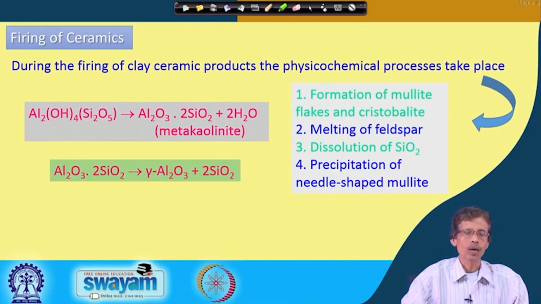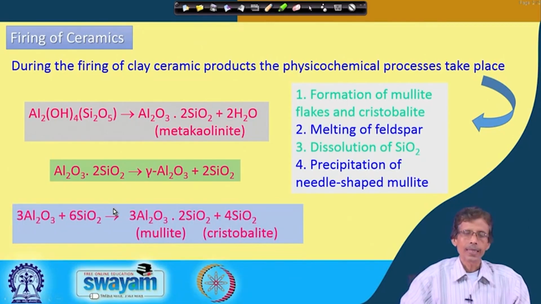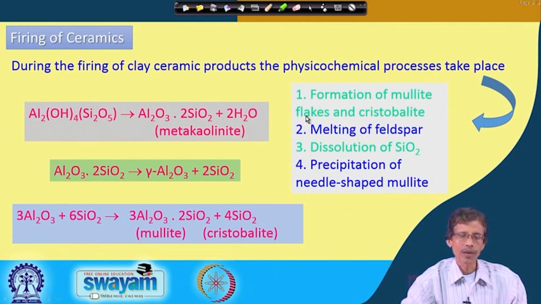Then the metakaolinite, at another higher temperature, can give you alumina, the gamma variety of your alumina material. So, basically alumina as well as silica is getting separated out of that metakaolinite variety. Then the final thing, step number 4, is the formation of mullite flakes as well as the cristobalite. So, you can have Al2O3.